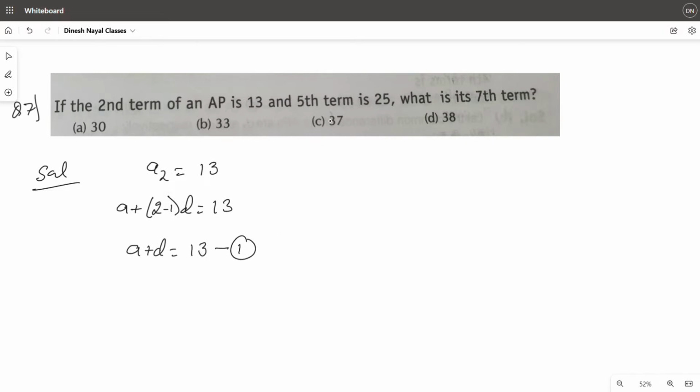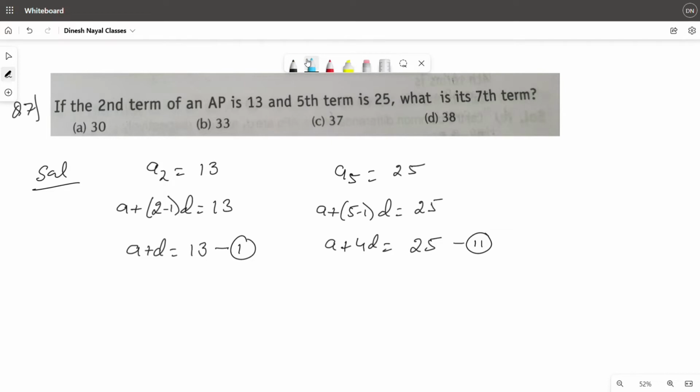Now equation 2 will be the fifth term. They have given that the fifth term is 25. So A5 is 25. Now A5 is A plus 5 minus 1 into D equals 25. So this will be A plus 4D, which will be our second equation. A plus 4D equals 25. Now we have to solve these two equations, equation 1 and 2, simultaneously. I am solving it on the right hand side.